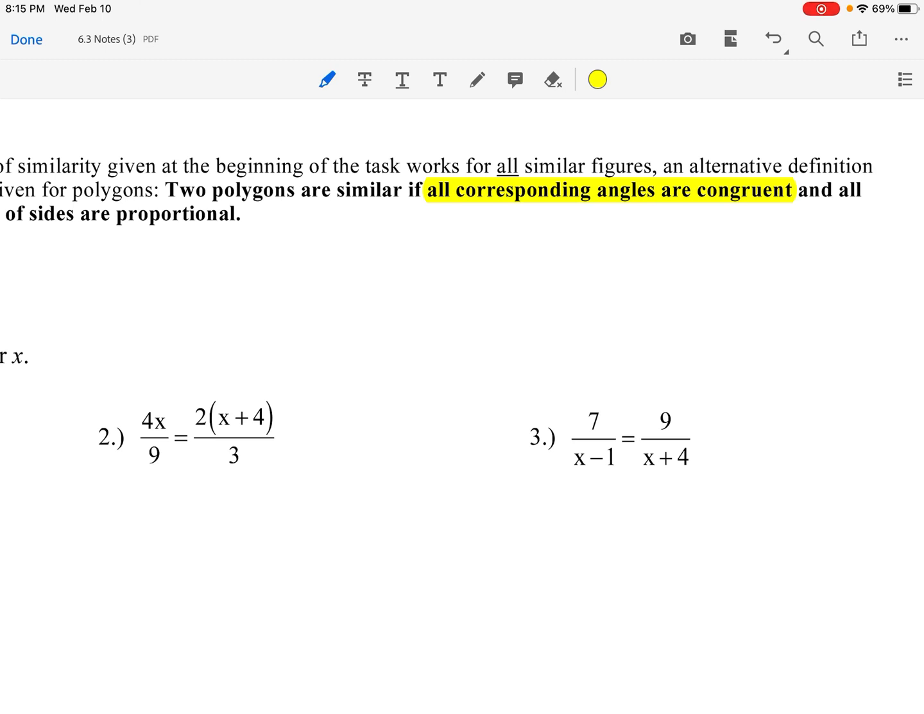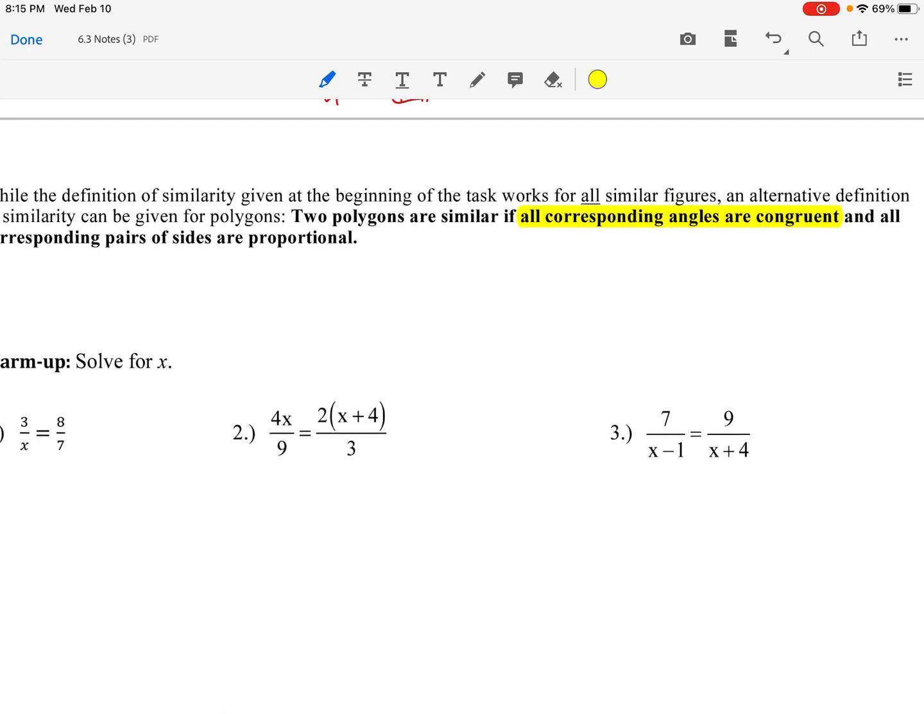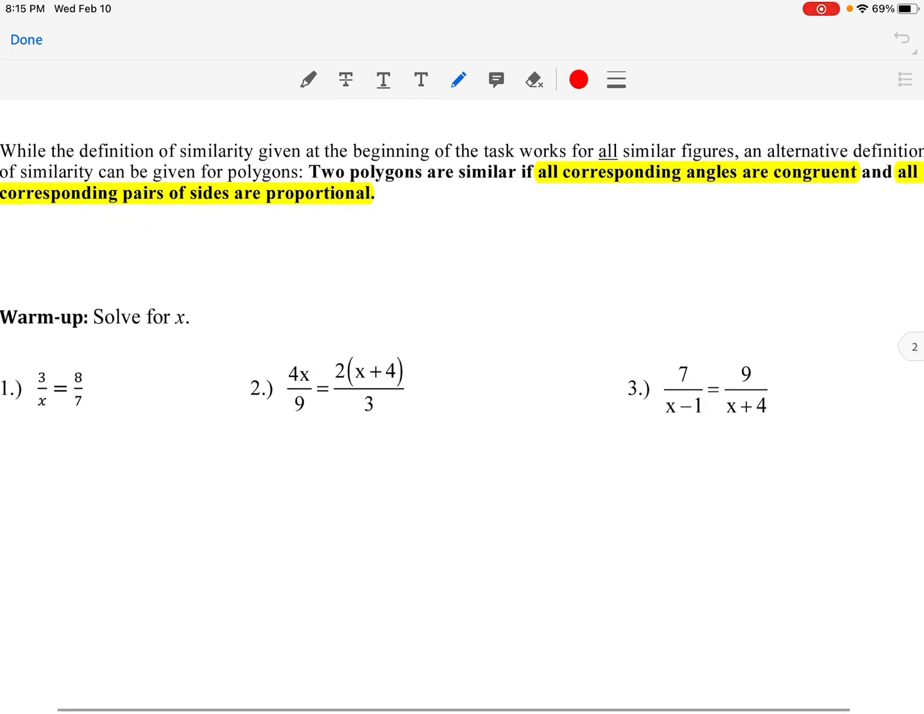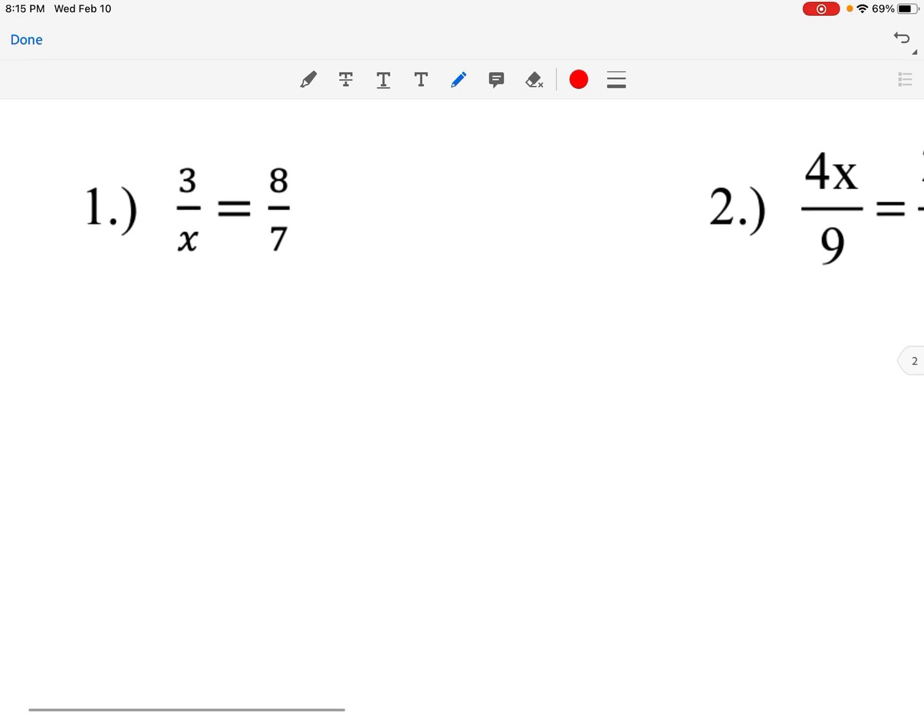And the next thing that we need to look at are our sides. All corresponding pairs of sides are not congruent, but they are proportional. There's a very big difference between those 2, and it's important we know the difference. So angles are going to be congruent, sides are going to be proportional, all of them. If we are going to be looking at proportional sides, we need to remember how to solve proportions. A proportion is just a fraction equal to another fraction. We can solve these by cross multiplying.